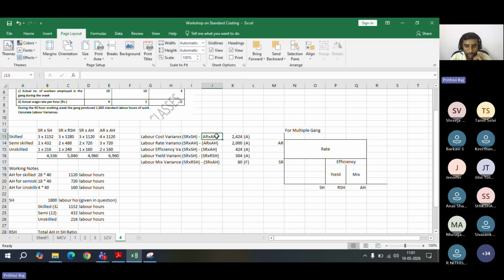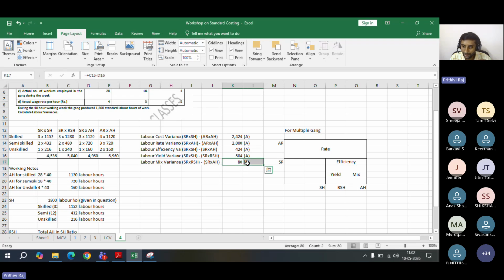Labor cost variance: overall we paid more labor cost than we expected, 2,424, which is adverse, of which the major adverse is coming from the rate variance. We paid a higher wage rate than the standard wage rate. And because of labor efficiency, we see a slight drop, 424 adverse, of which the main part, yield efficiency, is 504 adverse. And due to the labor mix, the mix between skilled, semi-skilled, and unskilled, we see some favorable impact.